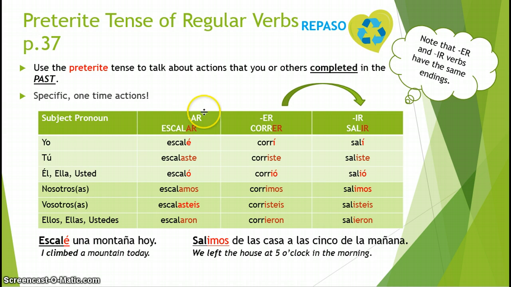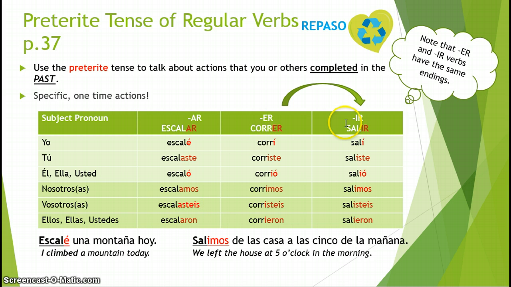First, I'm going to go over my AR endings. So for any given regular AR verb, like the verb escalar, to climb, we will use the following endings. -é, -aste, -ó, -amos, -asteis, -aron.